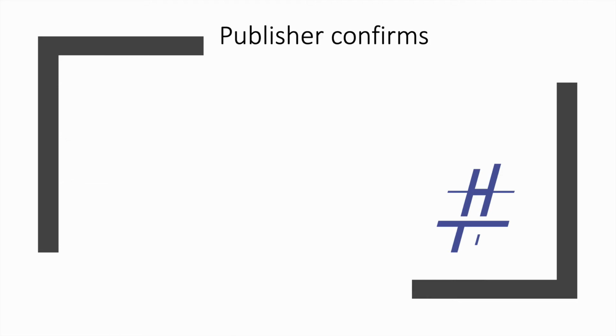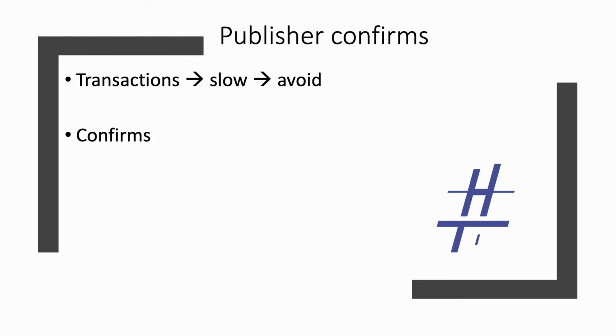Then on the other hand, we have the publisher confirms. From the AMQP standard, it's called transactions, but the problem with this is they are really, really slow, and this is the reason you should avoid this. Later on in RabbitMQ, they created something called the confirms, which is used on the basic publish.